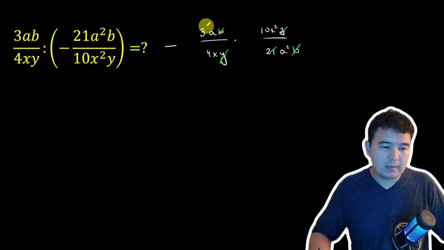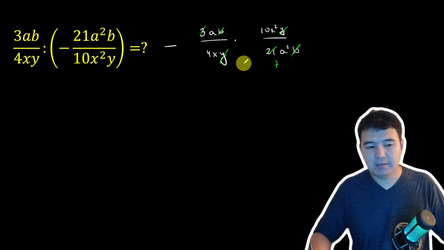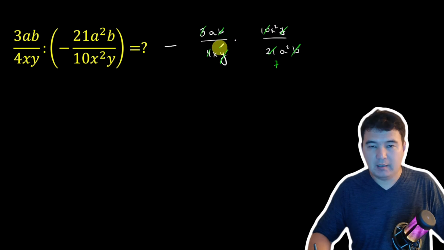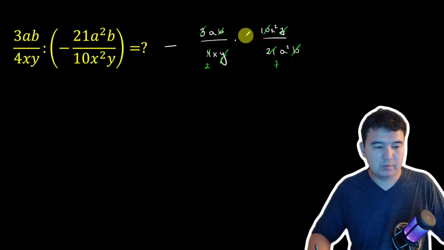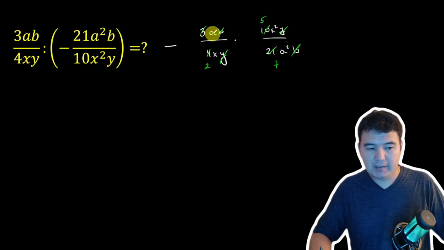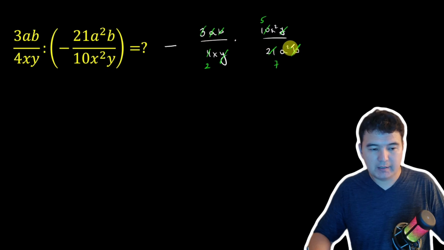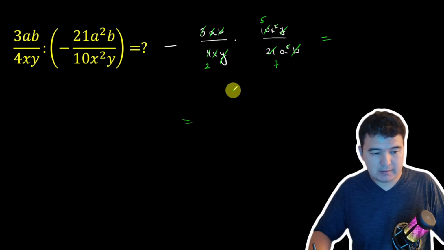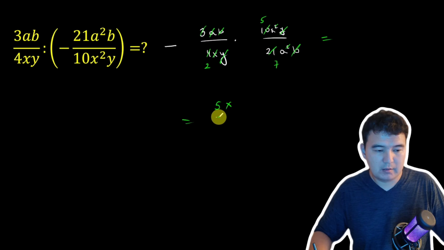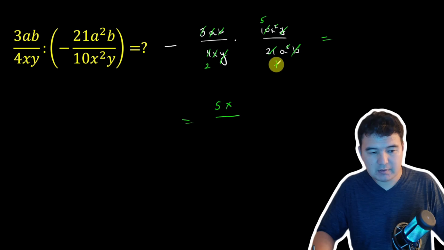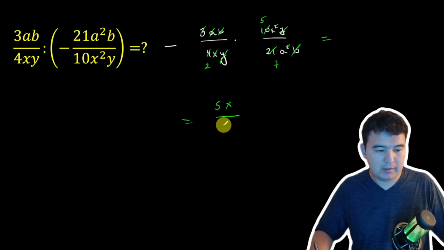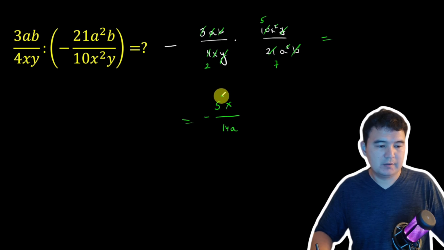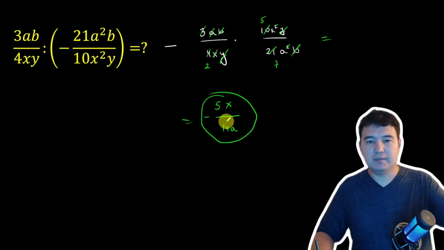So this 21 and 3 simplifies to 7 here, and this 10 and 4, so we have 2 and 5. So we have a here and a squared, so one of the a's goes away, and x squared here, x here, x squared goes away. What are we left with in the end? We are left with 5x on the numerator, and 2 times 7, 14a here with a negative sign. So this is the simplified version of this expression.